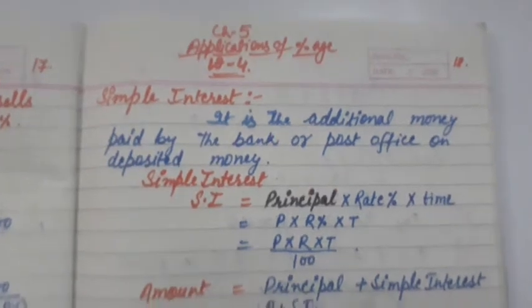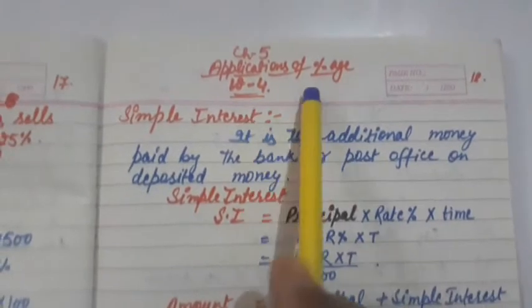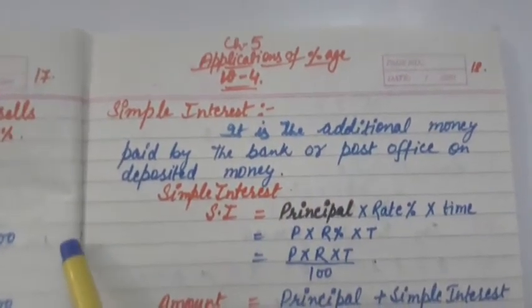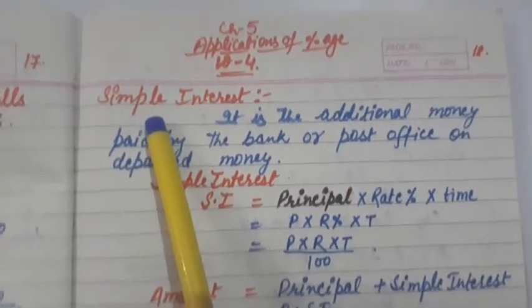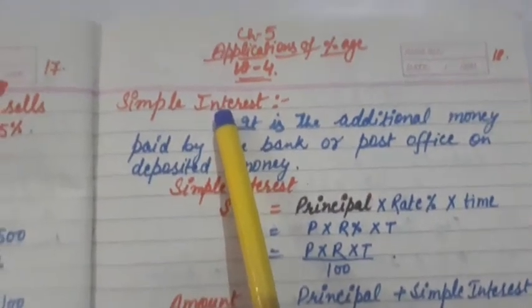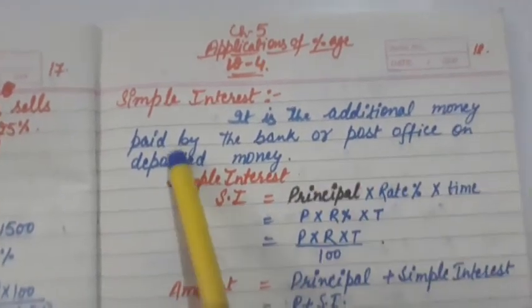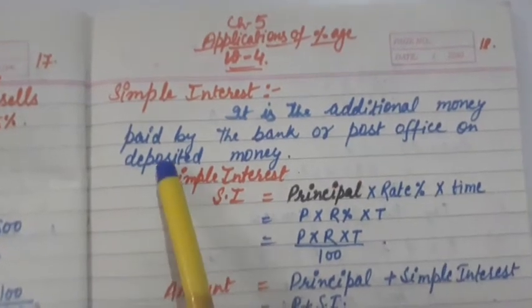Dear students, today we are going to discuss worksheet number 4, chapter number 5, application of percentage. In this worksheet, we will discuss simple interest. What is simple interest? Simple interest is the additional money paid by a bank or post office on a deposited money.